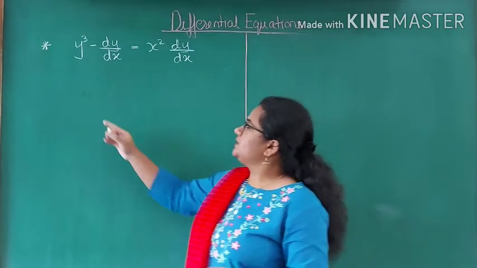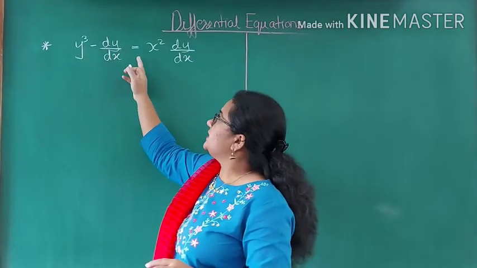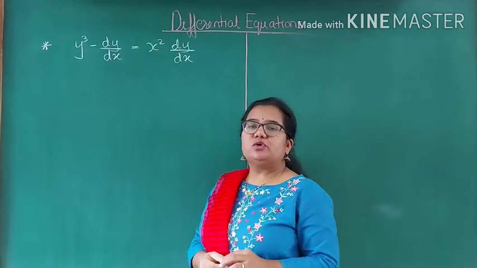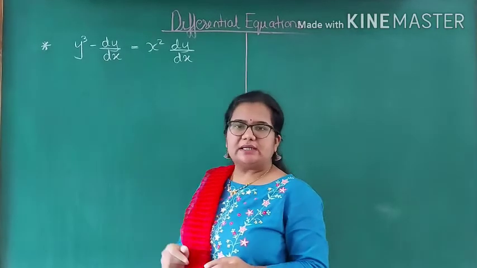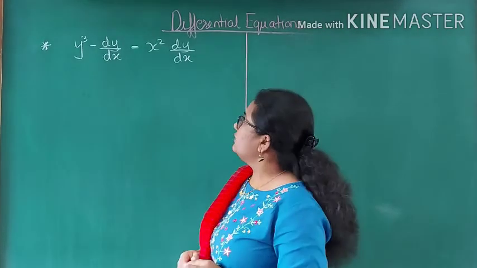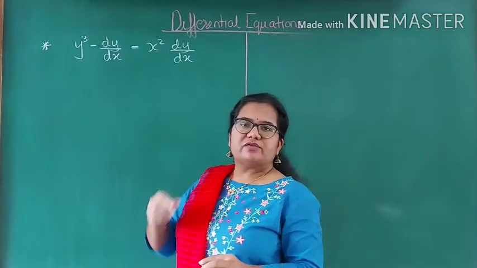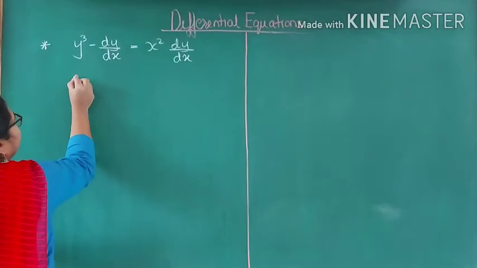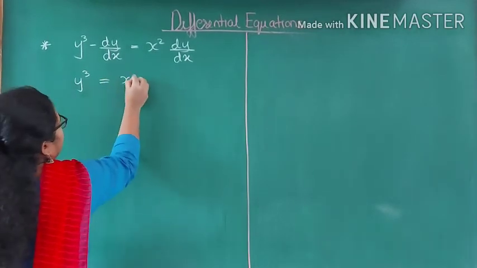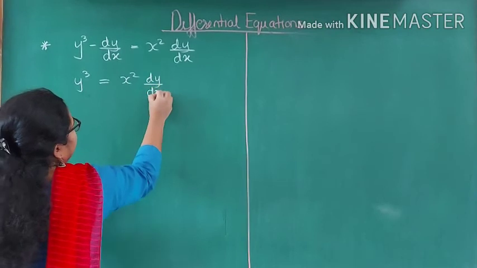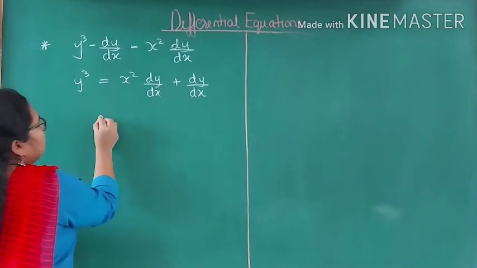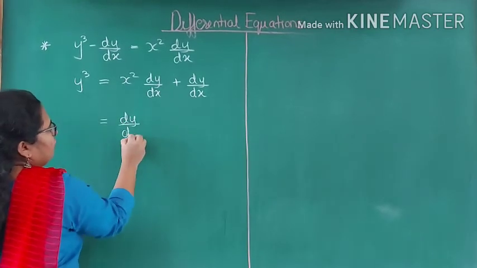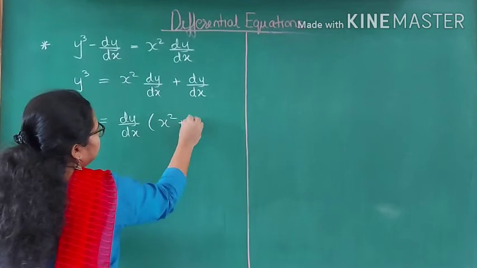Understood? Now look at the next example. Here it is y cube minus dy by dx is equal to x square into dy by dx, and here also there is one term of dy by dx. So what we will do here is we will take these two terms of dy by dx together. So I will write this as y cube equal to x square dy by dx, and if I take this dy by dx on the other side, it will become plus dy by dx. So here if I take dy by dx common, this will become x square plus 1.